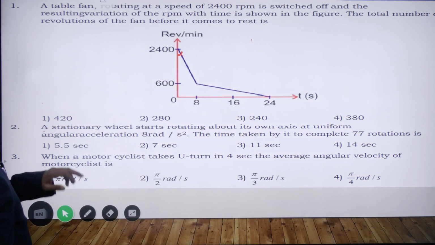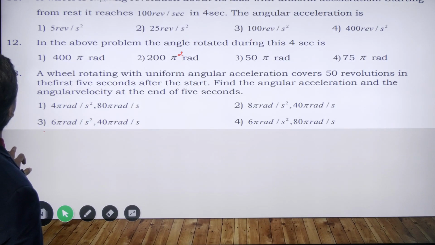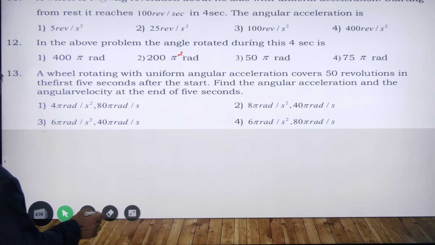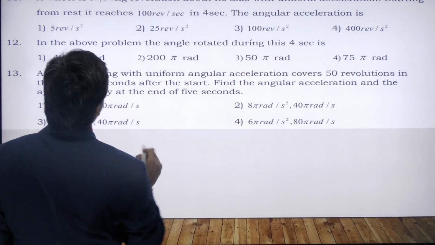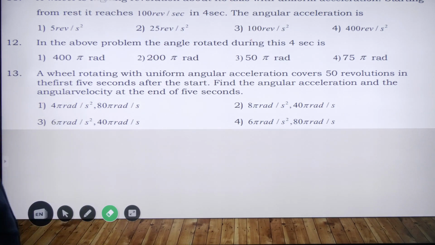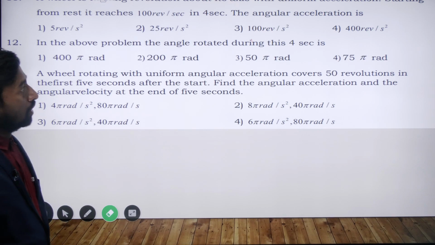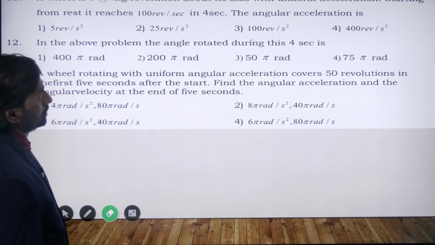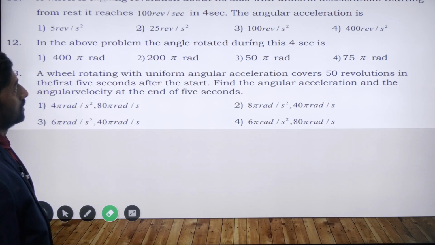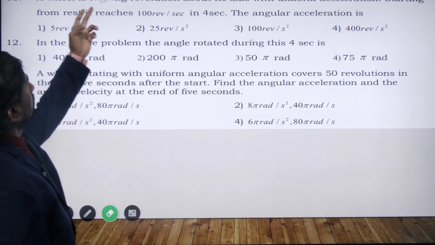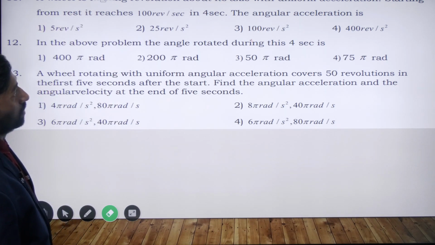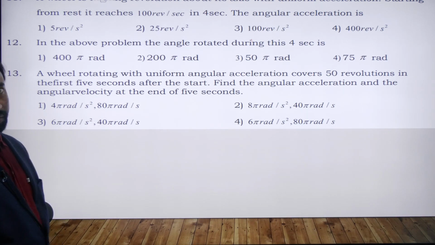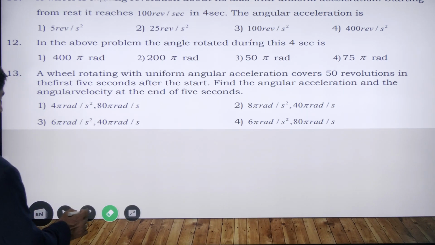Now exercise problems. The 11th one, exercise problem. A wheel is making revolution about its axis with uniform acceleration. Starting from rest, it reaches 100 revolutions per second in 4 seconds. The angular acceleration is asked. If it is starting from rest, what can we take here?